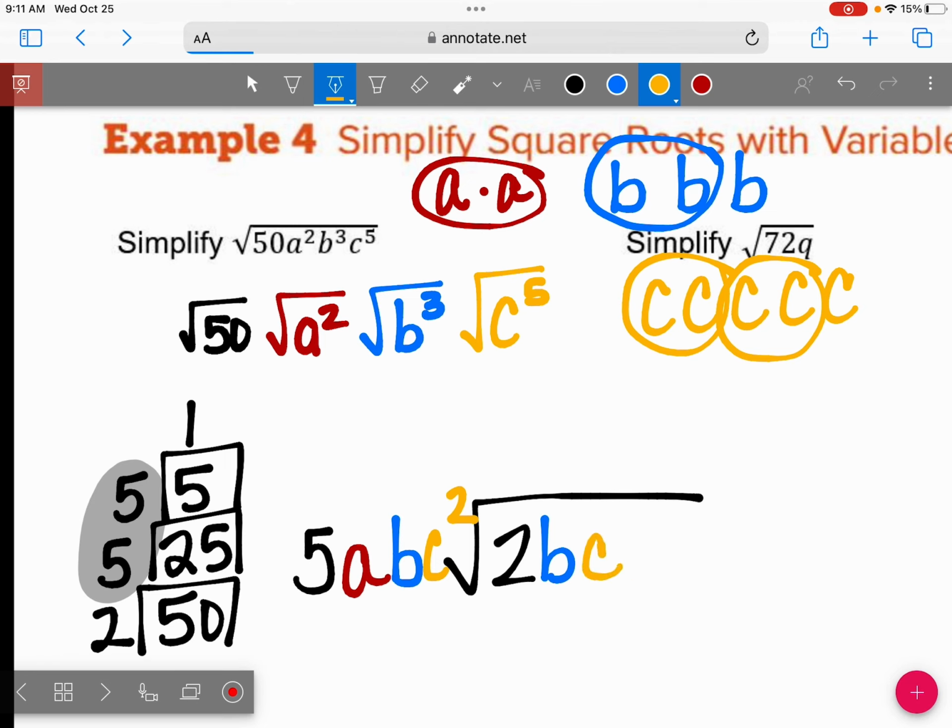So when it's variables, we're looking for pairs. How many pairs can you make? You put that on the outside, and any term that doesn't have a pair has to stay.